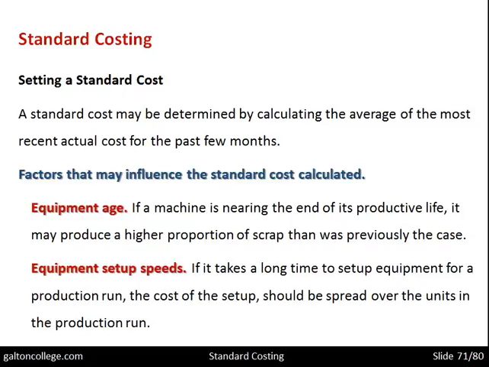Also, equipment setup speeds. If it takes a longer time to set up equipment for a production run, the cost of the setup should be spread over the units in the production run. So the accountant must be aware of how long it takes to set up for a particular task, and look into what determines the setup costs. Then try to spread the setup costs over the production run. So care has to be taken in working out standard costs for these reasons in particular.